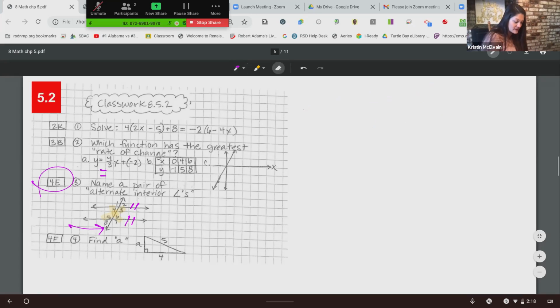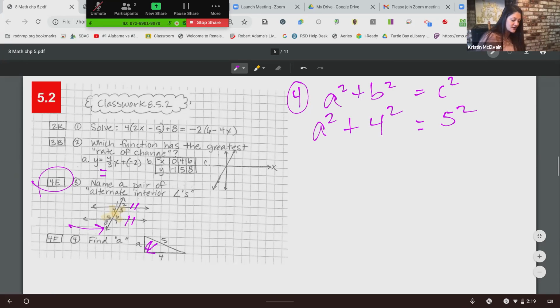Number 4, of course, one of my favorites, Pythagorean. So what is the equation of the Pythagorean theorem? A squared plus B squared equals C squared. So I want to remind you, C is directly across from the right angle. I don't know, it looks kind of like an arrow. So 5 is our C. So we're going to say 5 squared equals A squared, where A is our unknown, and B is 4 squared. So A and B are on either side of the right angle.